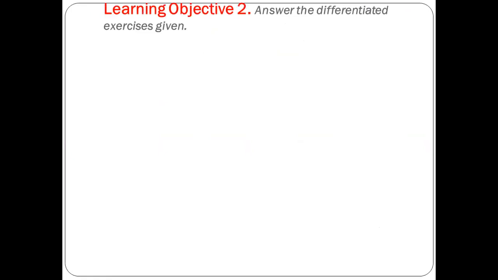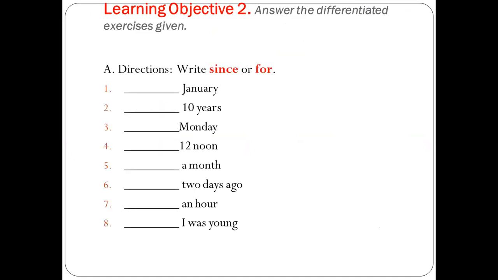Now, learning objective number 2. Answer the differentiated exercises given. So let me see if you got it right, if you really understood when to use since and for. Numbers 1 to 8. So we have here number 1, blank January. Is it since or for? Since January. Next, for 10 years. For how long? For 10 years. Again, when we answer the question for how long, we use for.